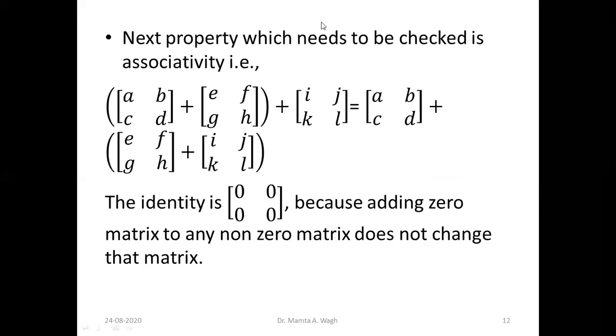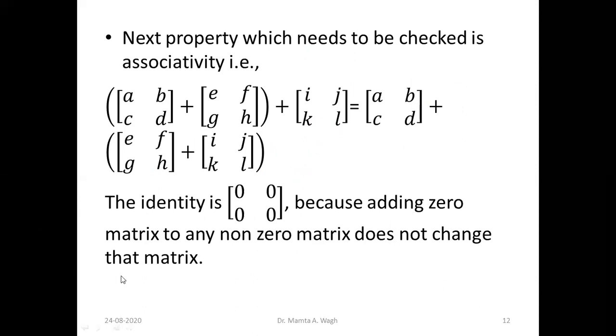The next property which needs to be checked is associativity. Associativity you can easily check. You take two matrices, add them, and then add the result with this matrix ij, kl. So this will be the same as this thing. So this is associativity. Next is identity. Because the operation is addition, the zero matrix will work as the identity matrix. You add any matrix with the zero matrix, you will get the same matrix. So this is identity. Next is inverse. Because the operation is addition, for any matrix A, minus A will be its additive inverse.